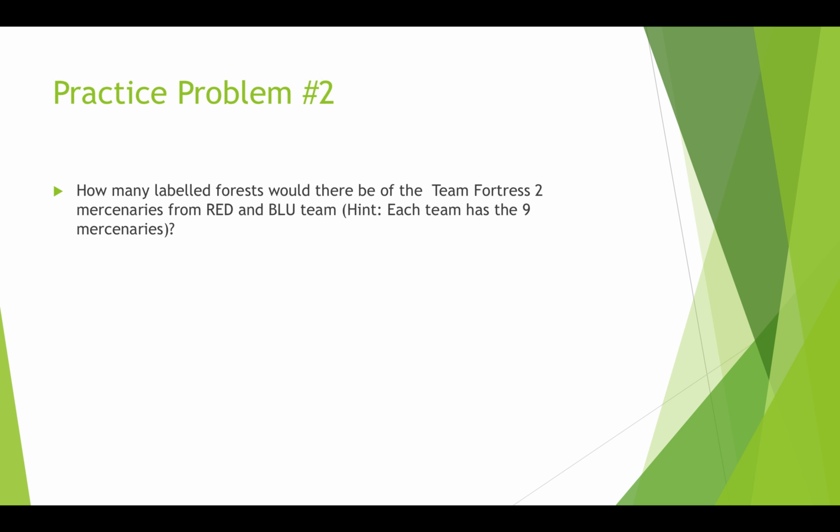So now, how many labeled forests would there be if the Team Fortress 2 mercenaries from the red and blue teams, with each team still having 9 mercenaries? So now you have 2 trees, red and blue, each with their 9 mercenaries. You plug in: our k is 2, our n is 9, which would mean 9 minus 2 minus 1, which gives us 6. 2 times 9 to the 6 gives us another very large number. Over 1 million?